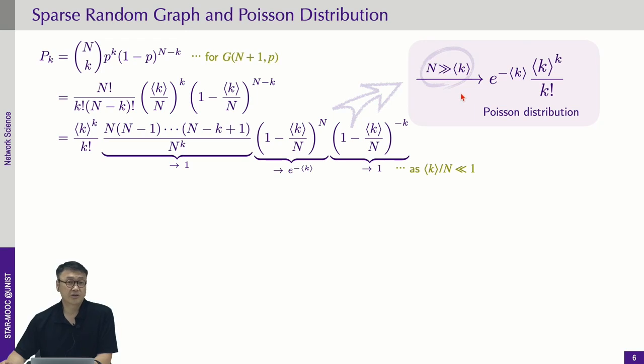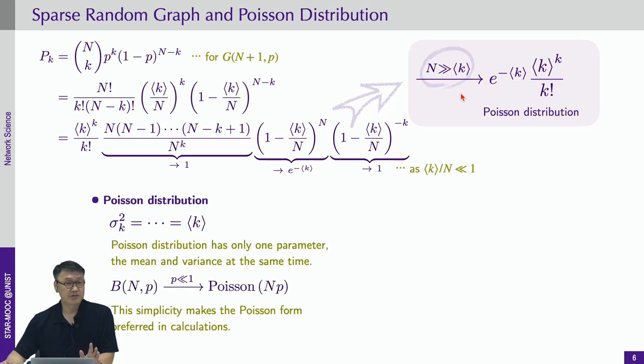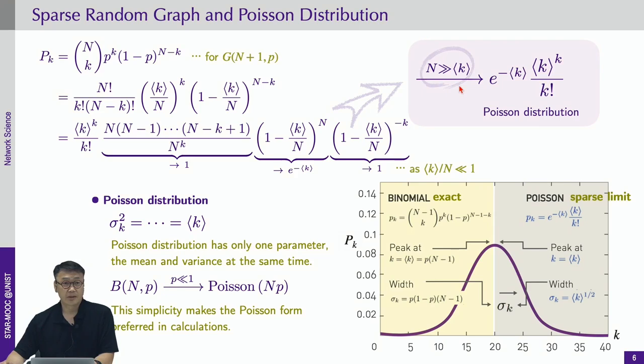A unique signature of the Poisson distribution is that it is a single parameter distribution. We need only one parameter for a full description of the probability distribution. So the exact binomial degree distribution of random graph G(N,P) is nicely approximated as the Poisson distribution, as long as a sparse network is concerned. In the left panel, you see a binomial distribution, which is exact. And on the right side, you see an approximate Poisson distribution, which is good enough.